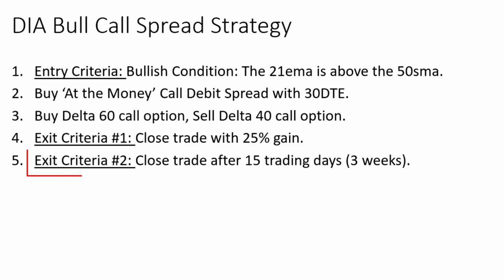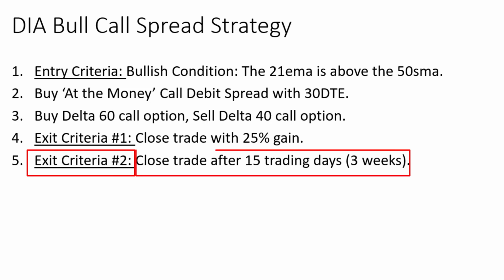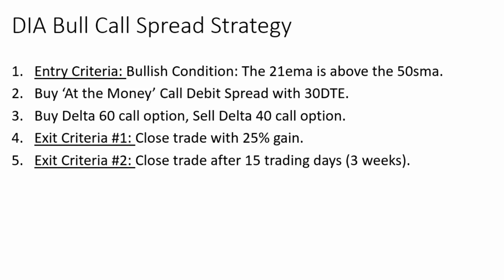The second exit criteria is if it doesn't really go in your favor, we're going to want to close that trade after 15 trading days. This is about 3 weeks. So think about this for a second. If we buy a spread that has about 30 days to expiration and we close 1 week before expiration, in most cases, that's going to help us avoid the max loss if the spread isn't doing what we need it to do. And it doesn't necessarily mean that this is going to be a losing trade.